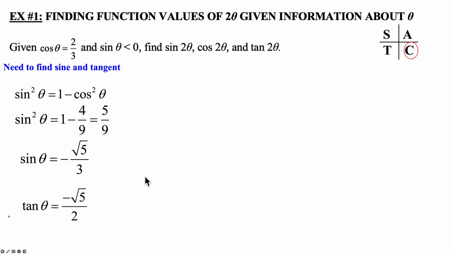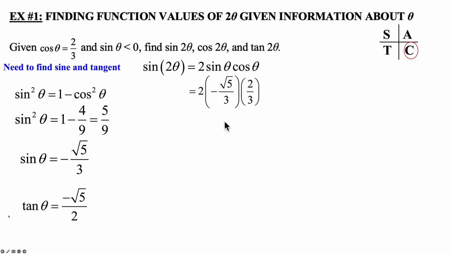So sine of 2 theta. Grab your identity, 2 sine theta cosine theta. We'll make our substitutions. We'll plug in the negative square root of 5 over 3. We'll plug in the 2/3. We'll crunch the numbers. 2 times 2 is 4 times the negative square root of 5 is a negative 4 square root of 5 over 3 times 3 is 9. That one's done.